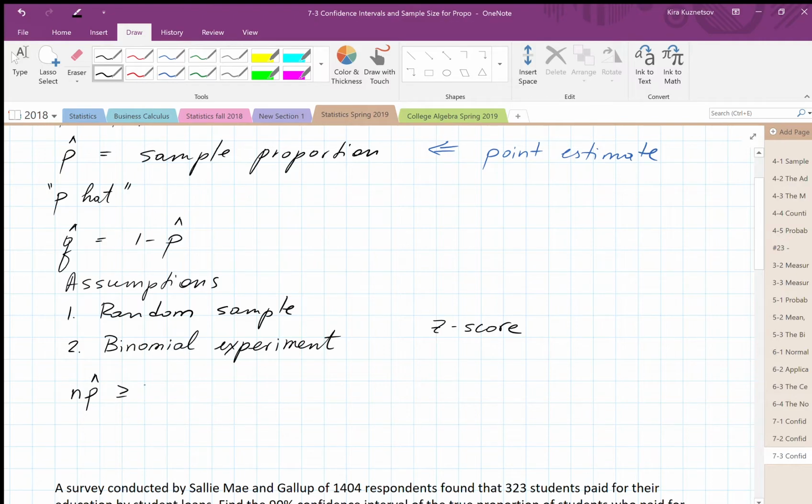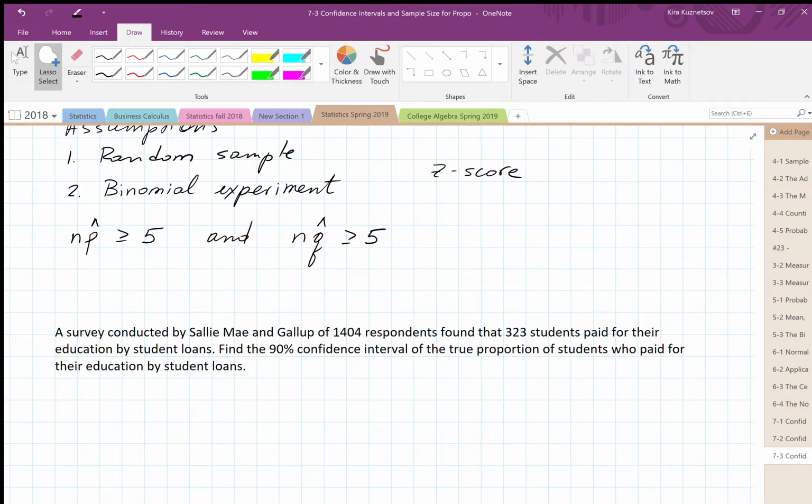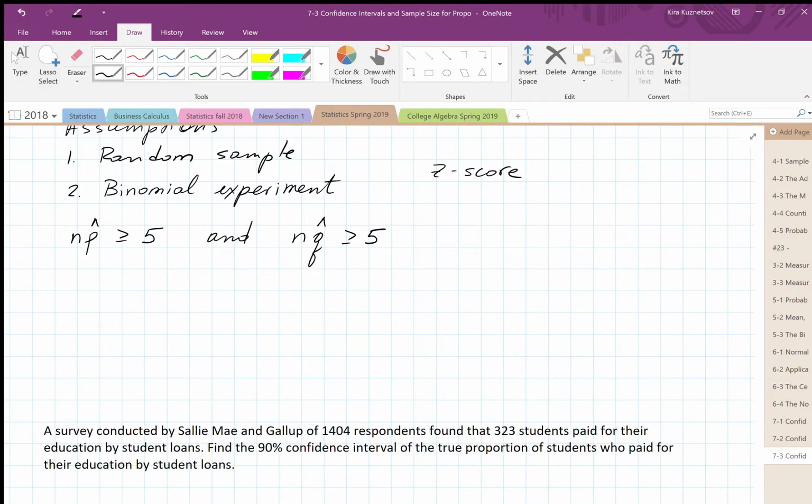np hat has to be greater than or equal to 5, and nq hat has to be greater than or equal to 5. We've already seen this as part of 6-4, where we talked about approximating a binomial distribution with normal distribution. Let me just move my example a little further down. And formula.